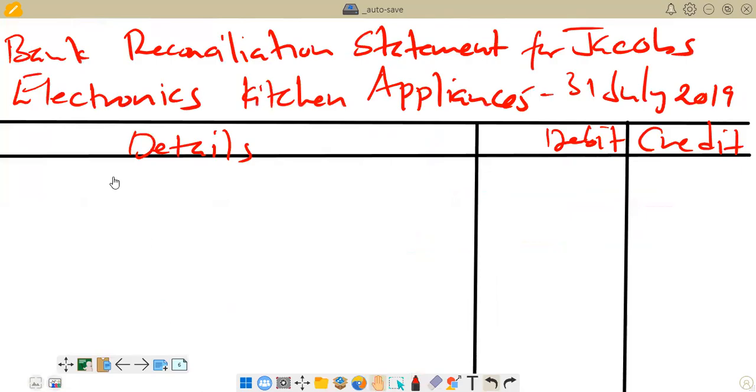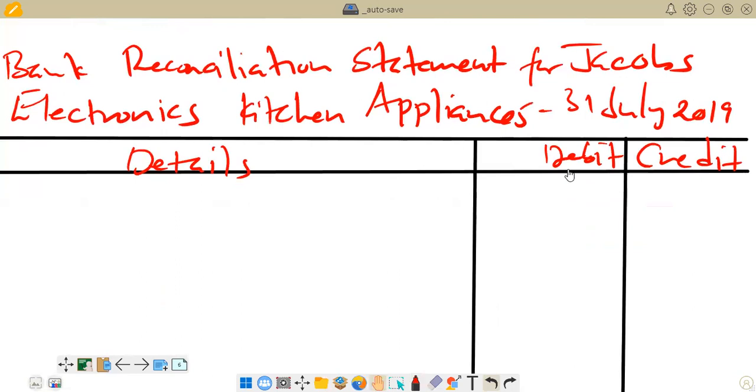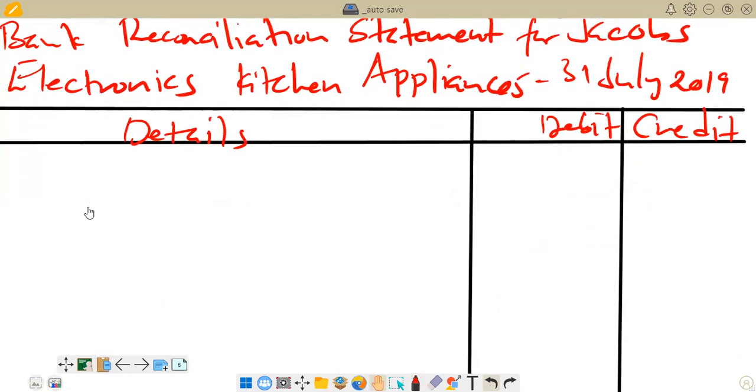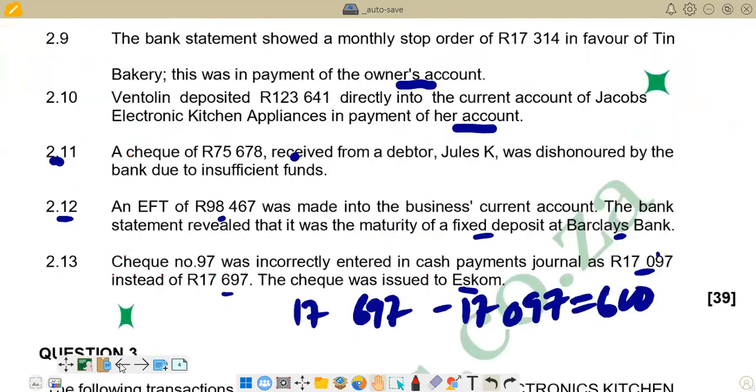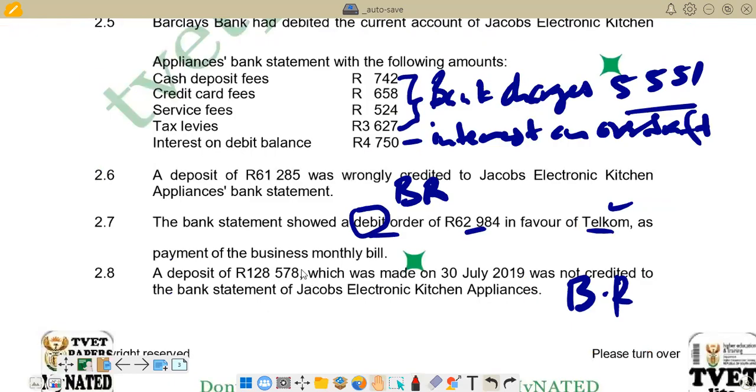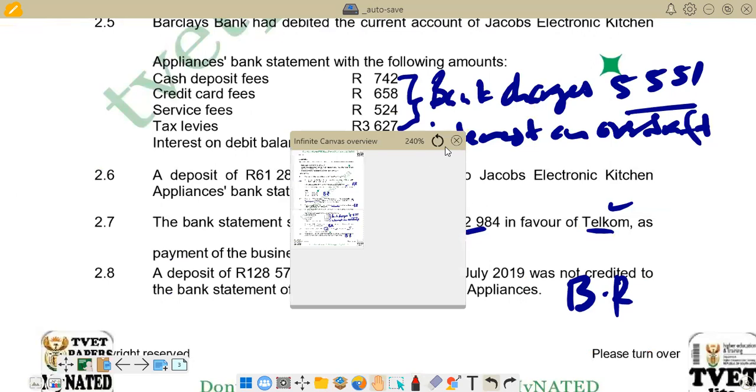So we can go to our bank reconciliation. You see that this is our bank reconciliation statement for Jacob's Electronics Kitchen Appliances, on 31 July 2019. We can start our bank reconciliation, but we know that we start with the opening balance. So we can go to the question to check what we have in terms of our opening balance.